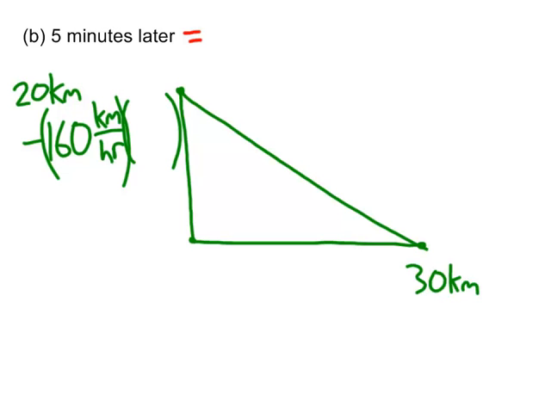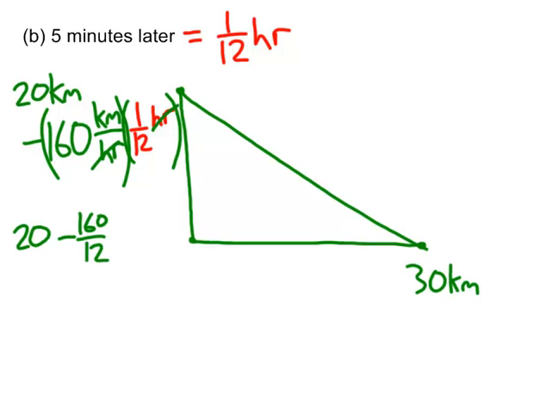Let's change that 5 minutes later. Let's say that 5 minutes is 1/12 of an hour, and we'll say that because it is true. Now our units agree with each other, and I can put that 1/12 here. Notice that the hour needs to be treated as if it's in the numerator, and when you do that, the hours go away, and we've got 160 over 12. That's the distance that the cop has traveled in 1/12 of an hour. So the new distance will be 20 minus 160 over 12 kilometers.